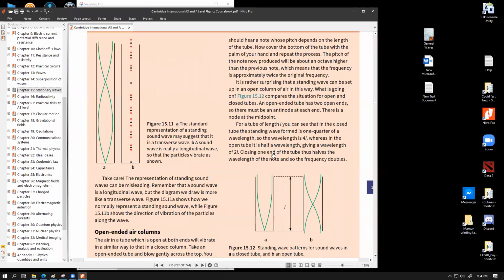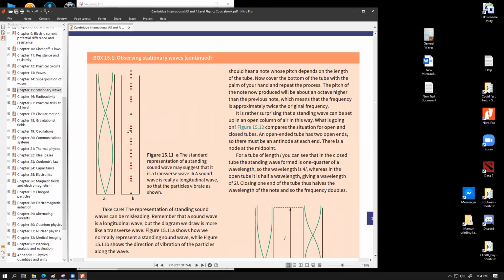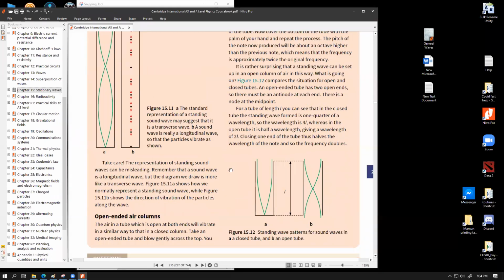So that's pretty much it for today's class. Next class, I'm going to pick up this figure. I'll discuss this figure in detail. This is a pretty important figure for you to understand. And then I'll talk about end correction as well.